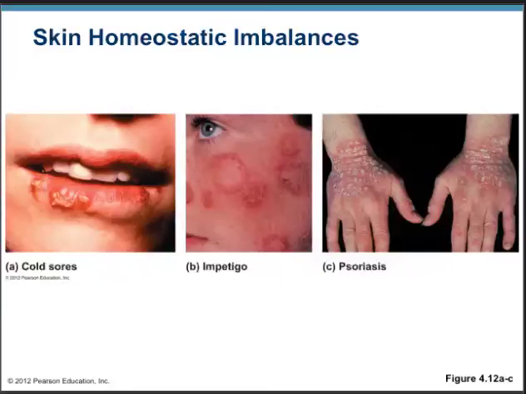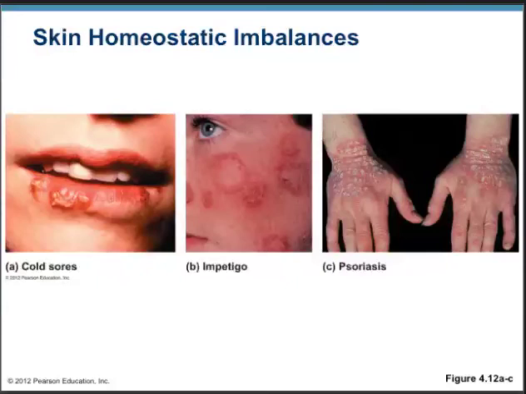Impetigo is caused by bacterial infection of the skin. You can see that here. And then psoriasis, which we believe is essentially an immune response of the skin to some sort of trigger. Can be an environmental trigger, could be something within the immune system itself. And examples of some of these triggers, other examples include trauma, infection, and stress.